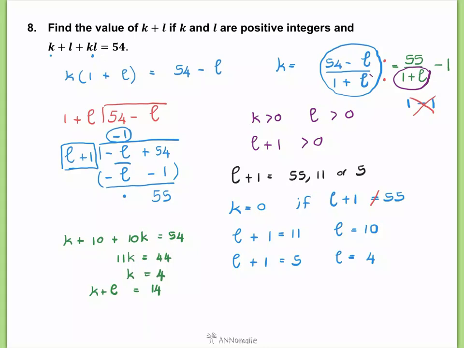In the scenario where l is equal to 4, we have k plus 4 plus 4k equal to 54. So 5k is equal to 50, and k is then 10. Once again, we get the exact same result: k plus l is equal to 14.